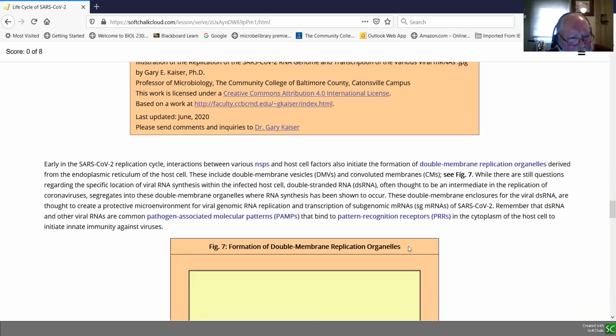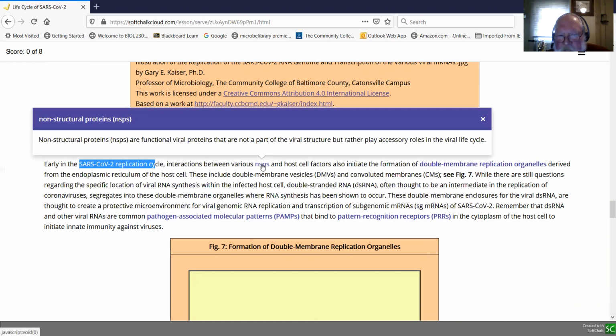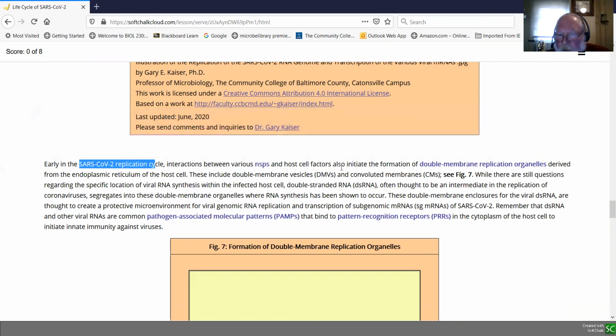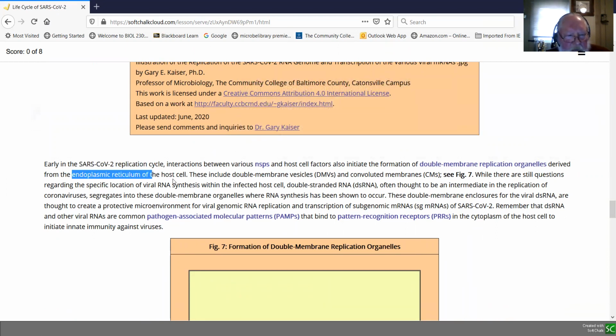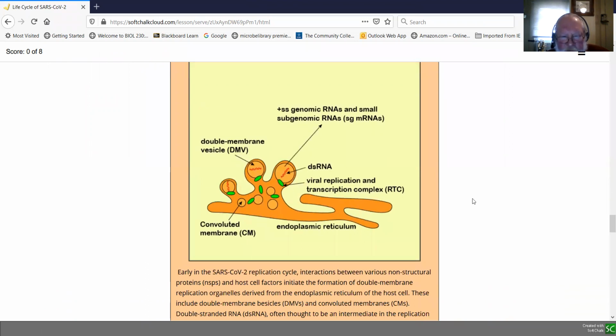Now, something else that's been found fairly recently is that early in SARS-CoV-2 replication, there's an interaction between some of these non-structural proteins and host cell factors to form some unique structures inside our cells called double membrane replication organelles. And this is where the endoplasmic reticulum forms these organelles surrounded by 2 layers of membranes. There are various types of these. Some of these are called double membrane vesicles. Some are called convoluted membranes. But these form naturally inside of cells during the SARS-CoV life cycle.